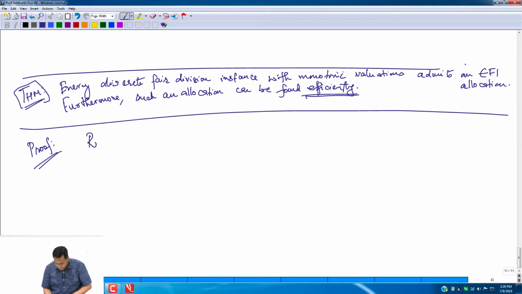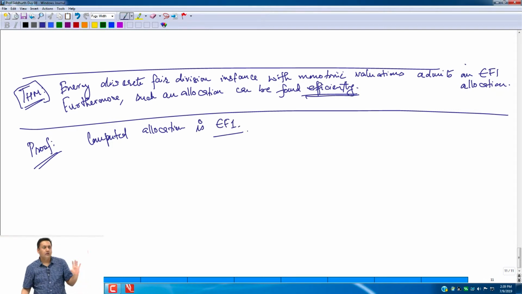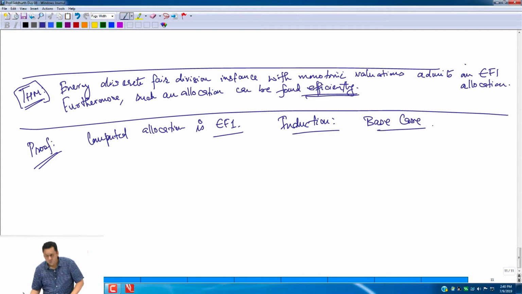What I would want to prove is that the returned allocation is EF1, by which I mean the final allocation, not the partial allocation, but once I have assigned all the goods, what the algorithm returns is indeed EF1, and this is courtesy of induction. The base case is when the algorithm starts, it's in fact envy free: everyone has an empty set, the envy graph is just a bunch of isolated vertices, this is fine.